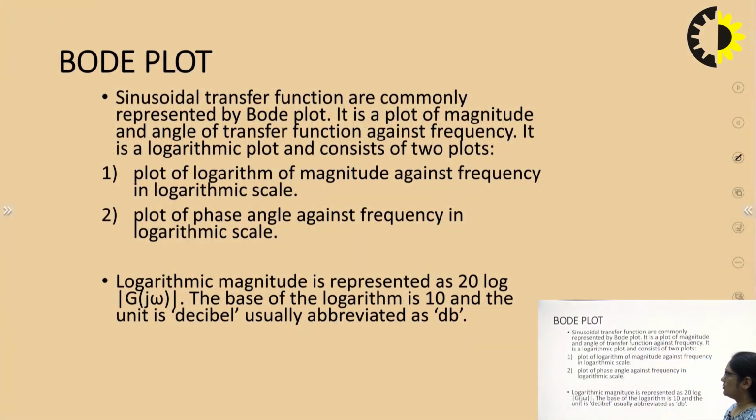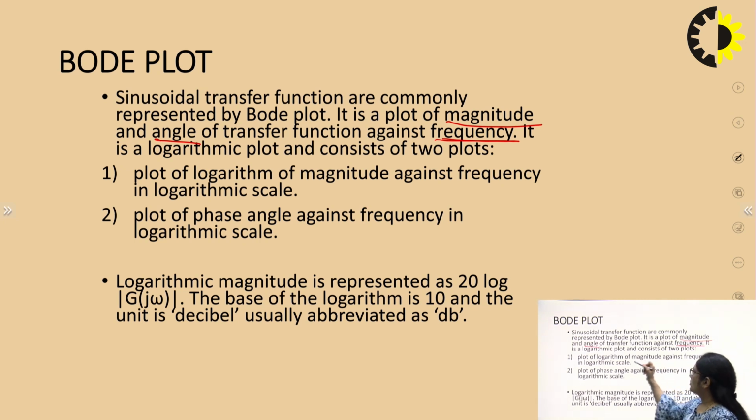So, what are the basics? Sinusoidal transfer functions are commonly represented by a Bode plot. It is a plot of the magnitude and angle of the transfer function. So, we will be plotting both magnitude and angle of the transfer function against the frequency. The x-axis will consist of the frequency term, whereas the y-axis will consist of the magnitude and the phase.